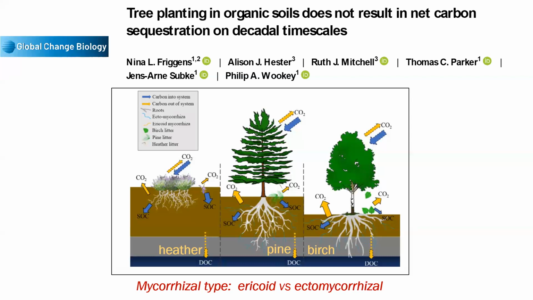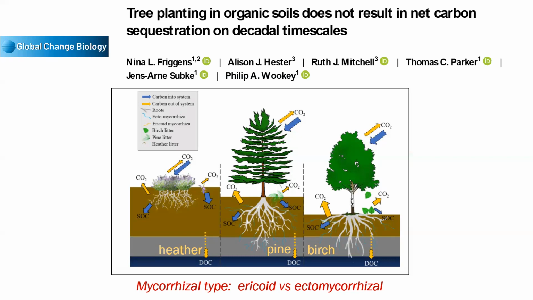But this study shows that planting trees, in this particular case birch and pine, in soils that were from heathland, resulted in a decrease in soil organic carbon after many years. And this is hypothesized to be due to the change in mycorrhizal communities, because heathlands have ericoid mycorrhizal fungi, and when trees were planted, these harbor ectomycorrhizas, and it resulted in a loss of soil organic carbon and higher respiration. So even if these systems were storing more carbon above ground, below ground, they were losing carbon.